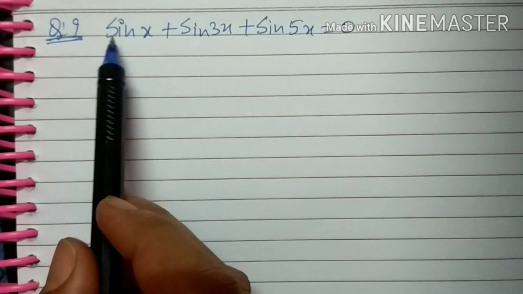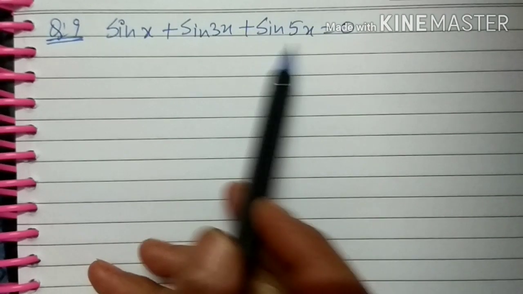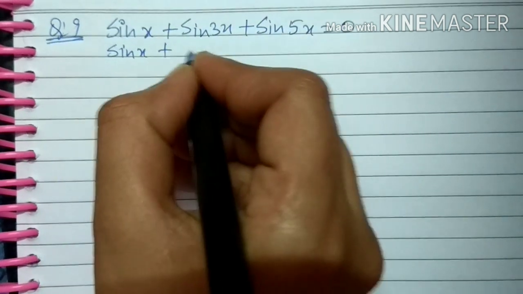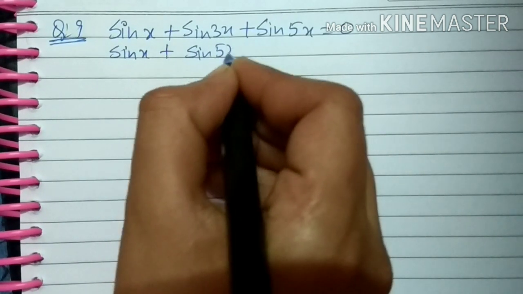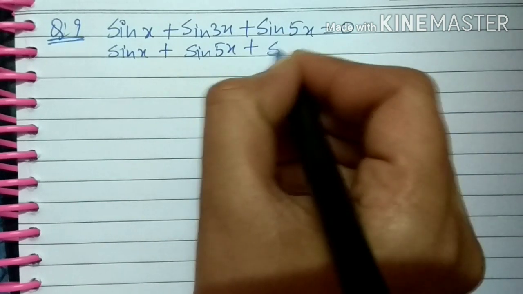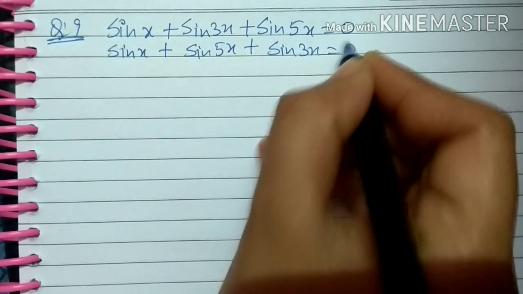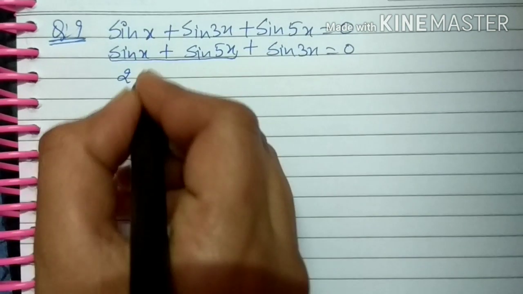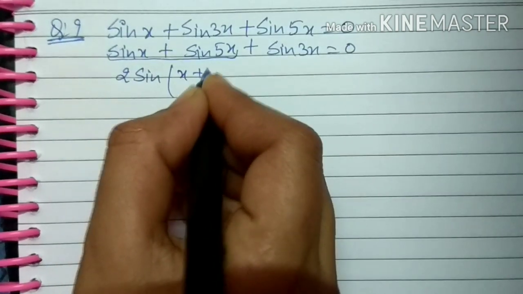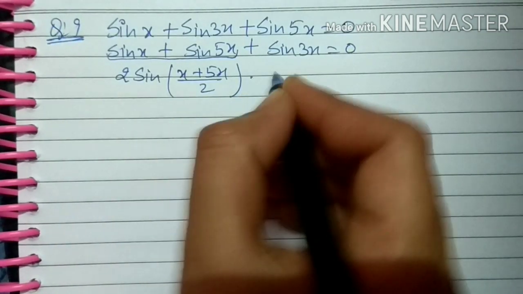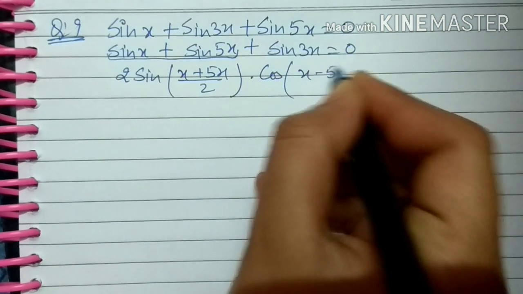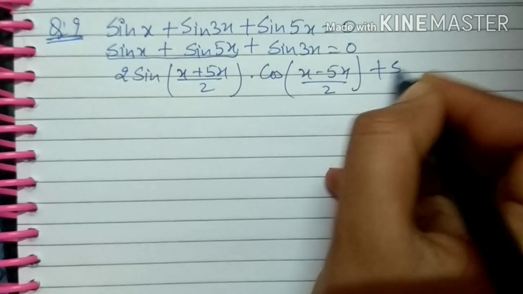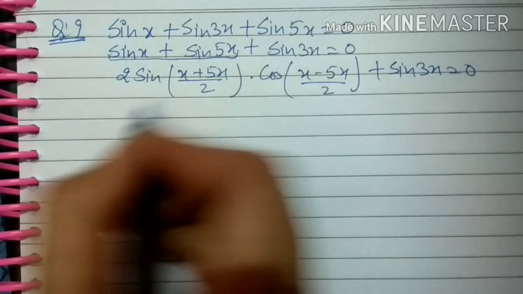For question number 9, we have sin x plus sin 3x plus sin 5x equals 0. We can write it as sin x plus sin 5x plus sin 3x equals 0. First of all, we will apply the formula of sin C plus sin D for these two terms. We get 2 sin of (x plus 5x) by 2 into cos of (x minus 5x) by 2, plus sin 3x equals 0.